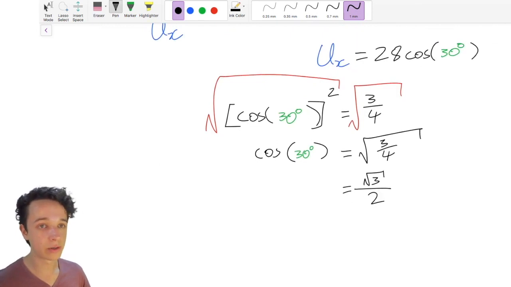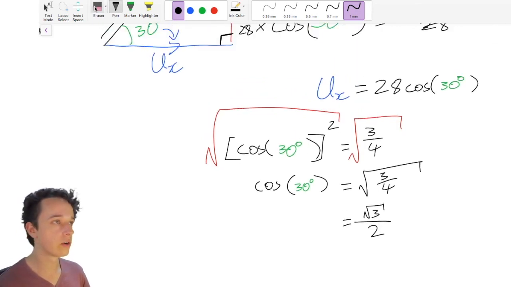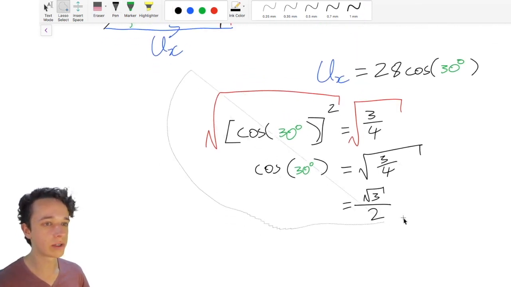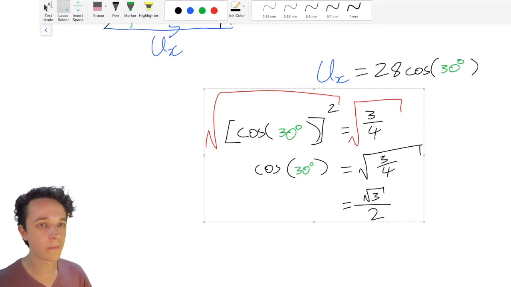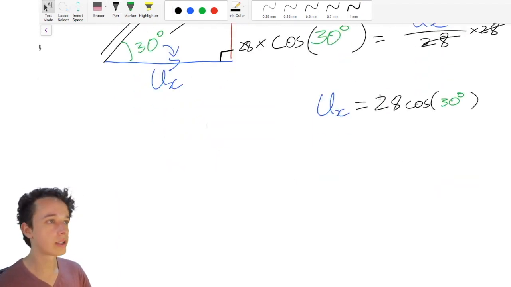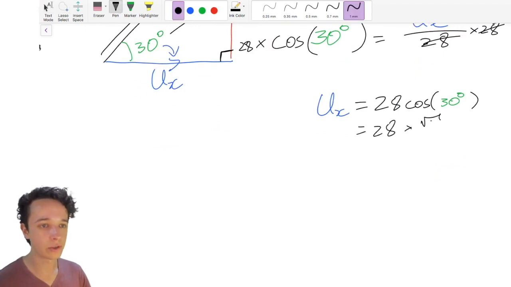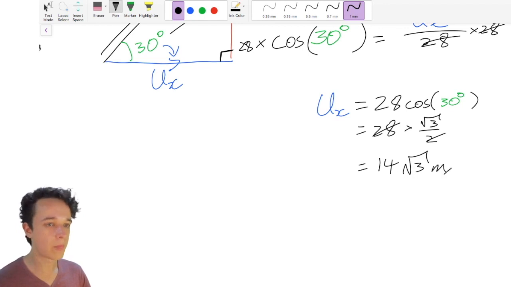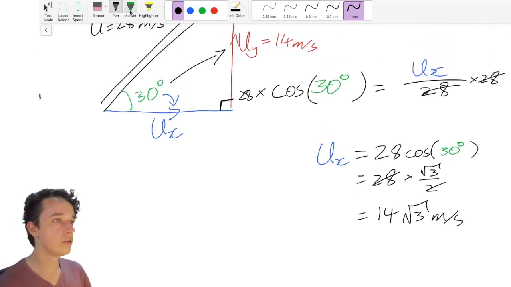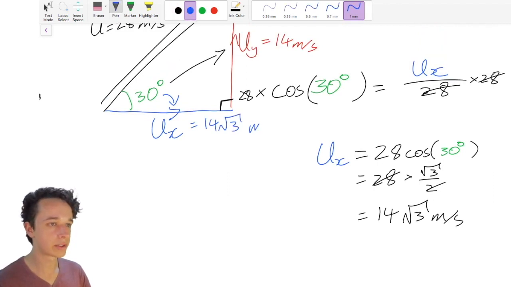So we know that cos 30 degrees is equal to root 3/2, and that's our exact value that we can substitute into our expression. So we have ux is equal to 28 multiplied by root 3/2. The 2 divides this 28 and leaves us with a 14 multiplied by root 3. So the value of ux is 14 root 3 meters per second.